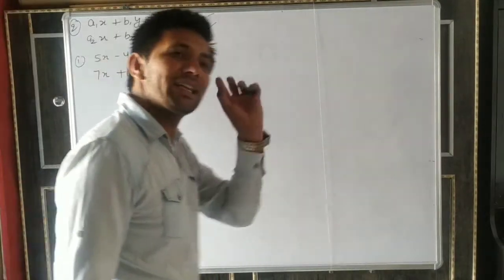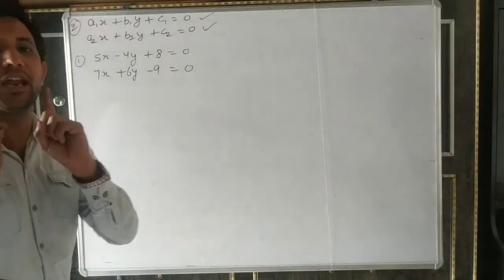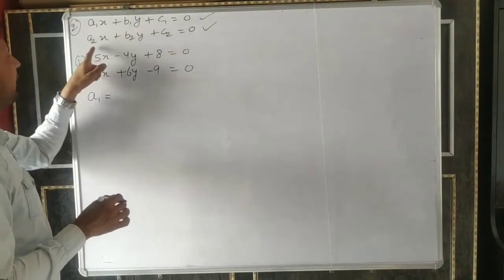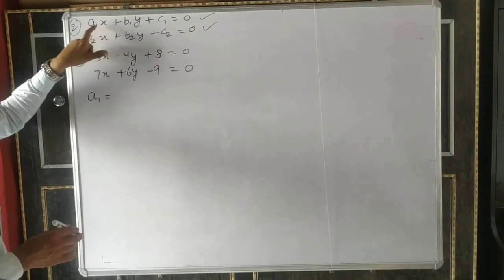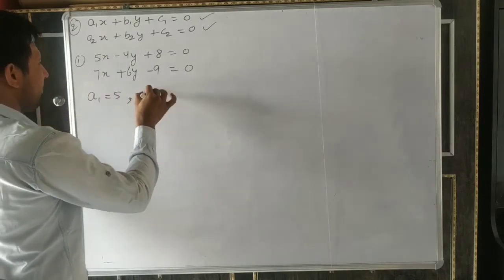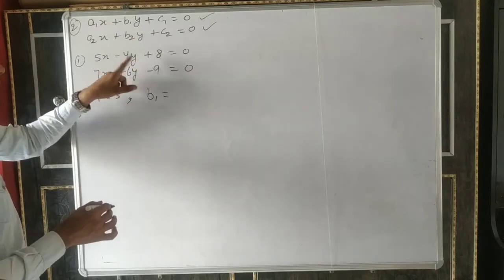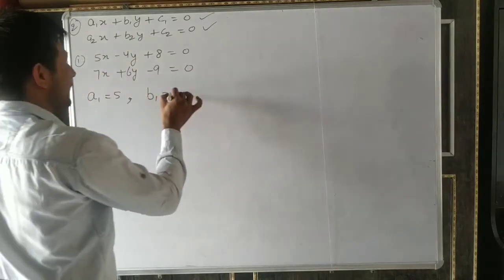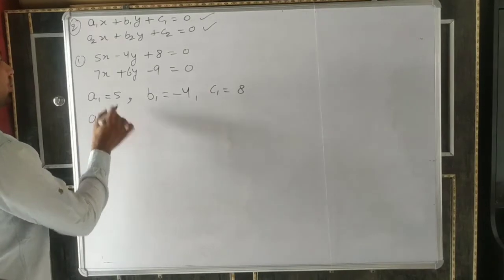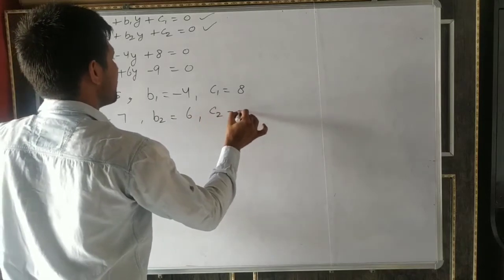So how will we check whether they are intersecting, coincident or parallel lines? We will check their ratios. First we will find A1, B1, C1, A2, B2, C2. A1 is the multiple of x: 5. Now B1, first equation, the number multiplied by y, 4 or minus 4? Minus 4. C1 is 8. Now the same for the second: A2 is 7, B2 is 6 and C2 is minus 9.